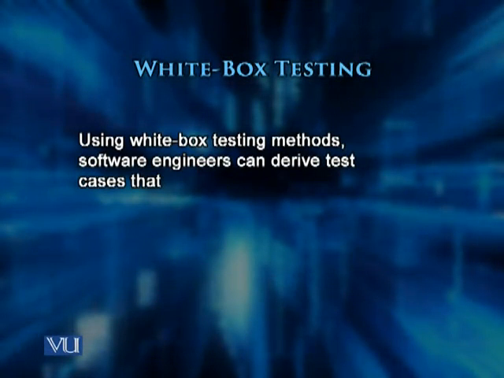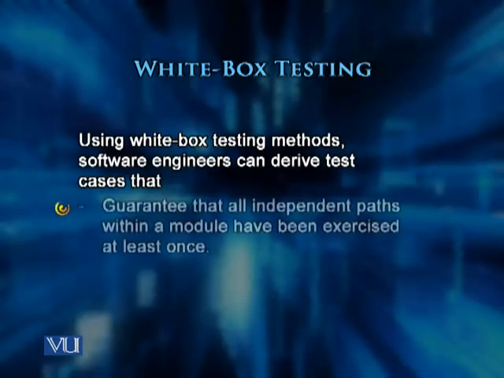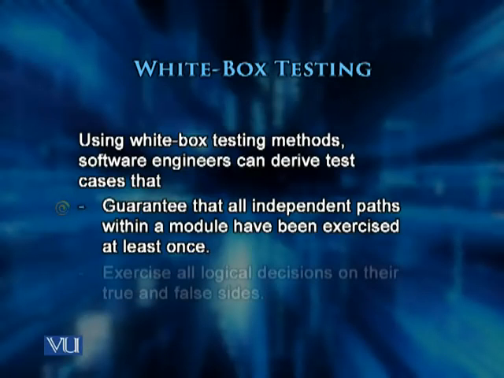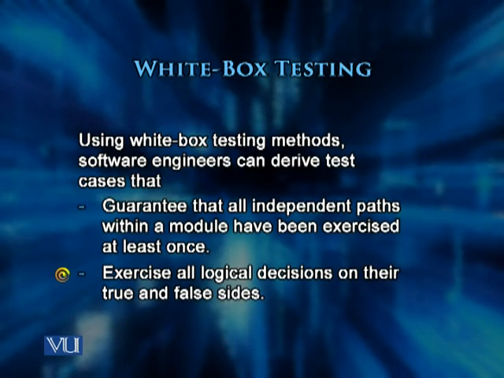Using white box testing methods, software engineers can derive test cases that guarantee that all independent paths within a module have been exercised at least once. This is something I've said before. This is a little bit more formal. Test cases that exercise all logical decisions on their true and false sides. That is, every condition has a true and a false side, and the test cases should enable the program flow to exercise at least once the true side and at least once the false side. And if this condition becomes complex, then this true-false will not be only two options, and there will be multiple paths depending upon the complexity of the conditional statement.